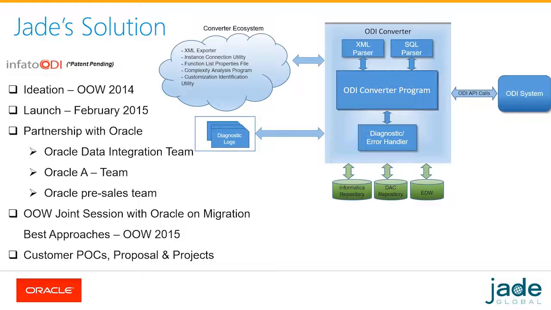The ODI converter program then processes through various conversion algorithms to translate Informatica metadata into equivalent ODI metadata. Finally, the converted ODI mappings are populated into the ODI server utilizing ODI API calls. And in the demo, I will show you how we automatically translate various Informatica components to ODI without manual intervention. The diagnostic and error handler is a very crucial utility to debug the failures and exceptions that might have happened in the conversion process.